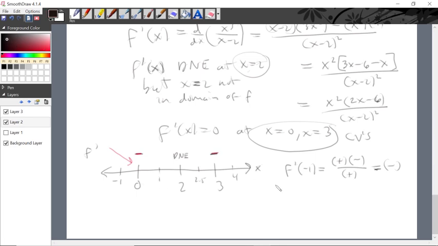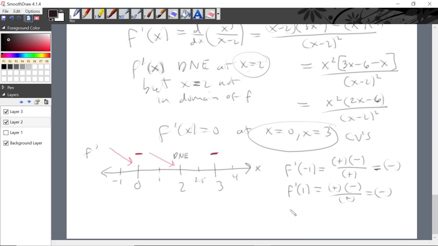Next subinterval at 1, let's test f prime of 1, increasing or decreasing. Well, x squared, that's going to be positive. Again, squaring a real number, you're going to get non-negative. It's either going to be 0 or positive, and this is positive. And then we get 2 minus 6, which is negative, and the denominator is positive. So we have overall negative. So the function is also decreasing on the open interval from 0 to 2.